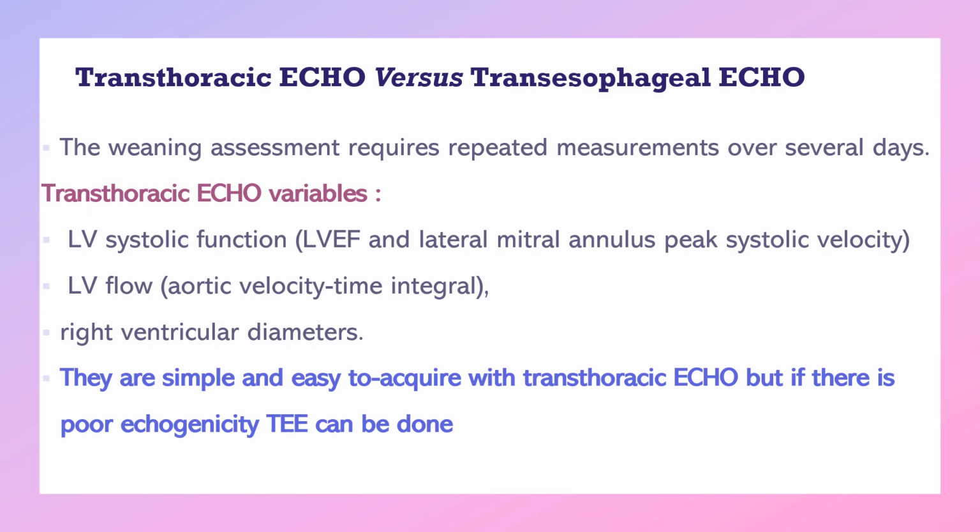Transthoracic echo versus transesophageal echo. Which is better? As weaning assessment requires repeated measurement over several days, if the images are clear and easily acquired by transthoracic echo, it will be better. With transthoracic echo, we can get left ventricular systolic function, left ventricular flow, and right ventricular diameters. But if we have a problem taking a picture through transthoracic echo, as there is poor echogenicity, we can go for transesophageal echo.